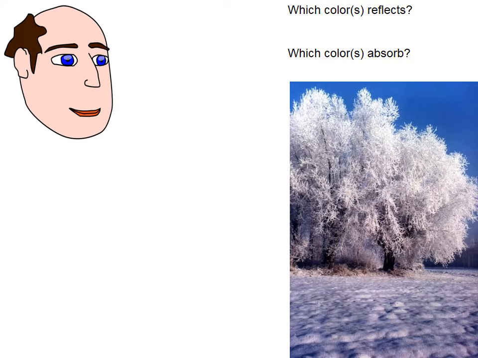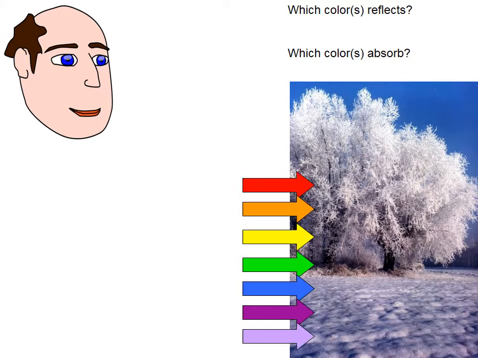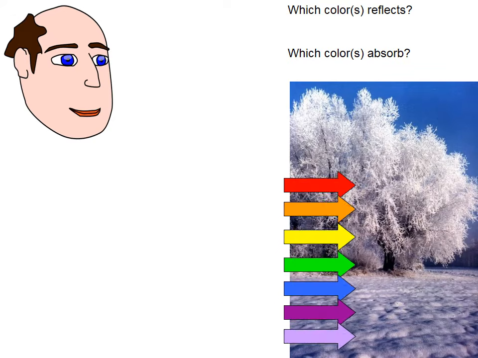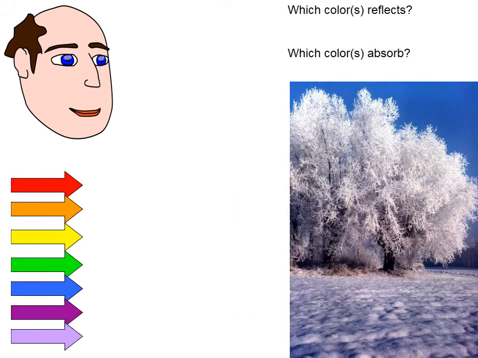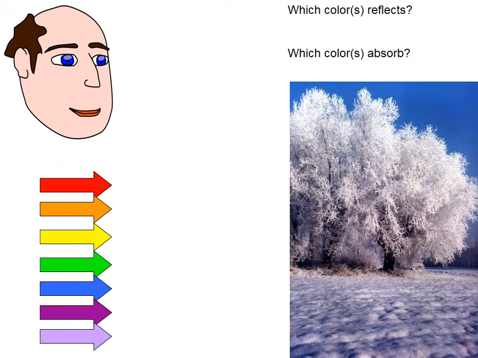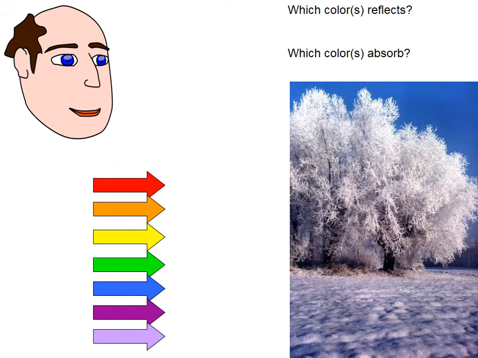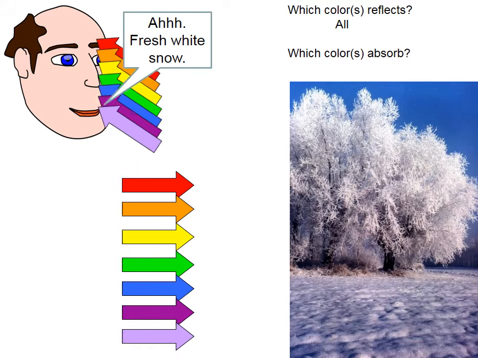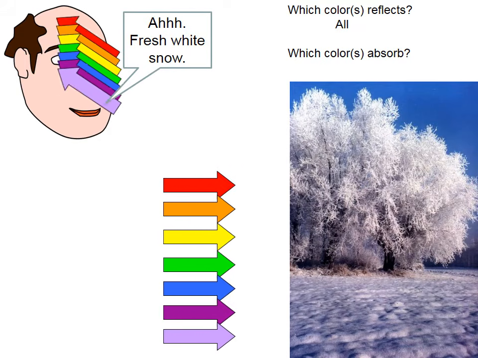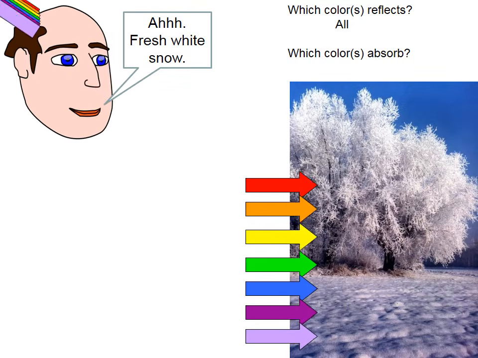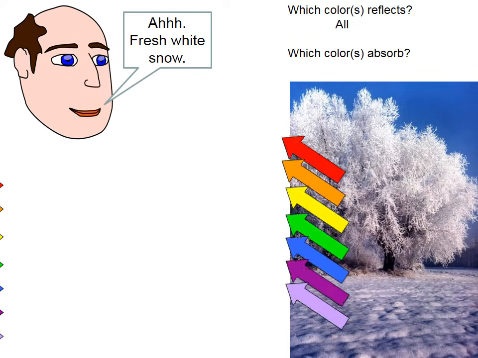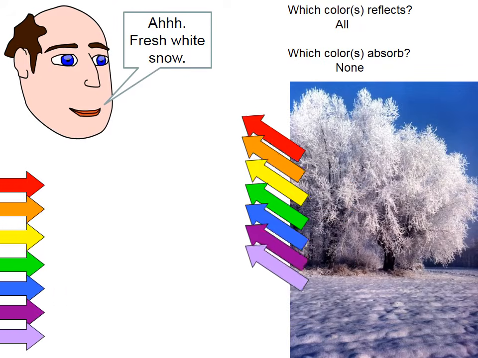Well, here's a fun one. Here we have sunlight shining on some snow and some trees covered in snow. But why do the trees appear white? Why does snow appear white? Because white reflects. All the colors are reflecting, and therefore our brain is interpreting all of this incoming light as the color white. In this case, none of the colors are absorbing.